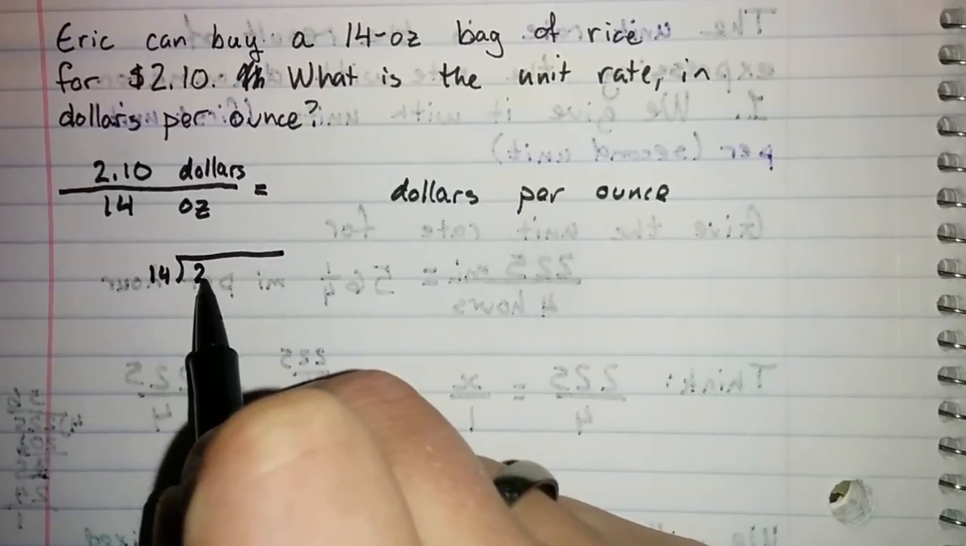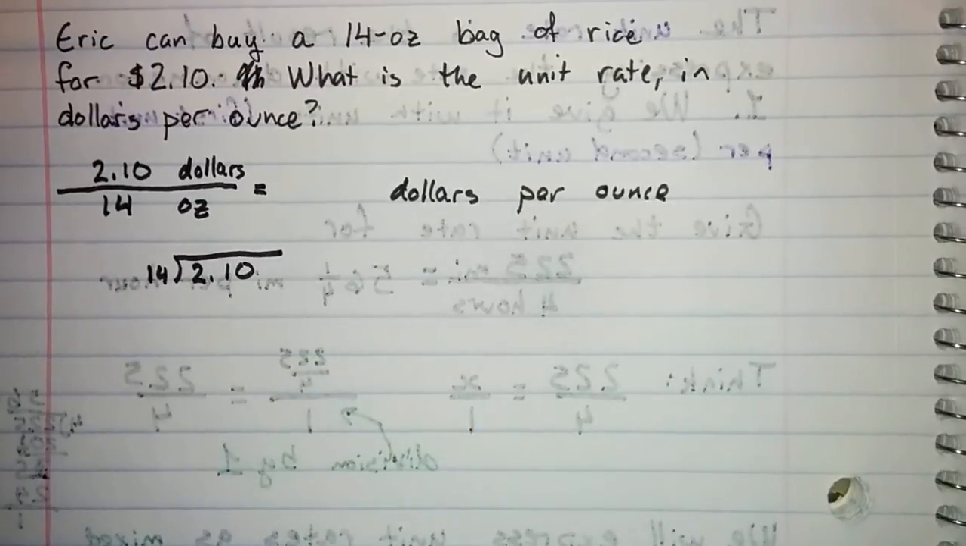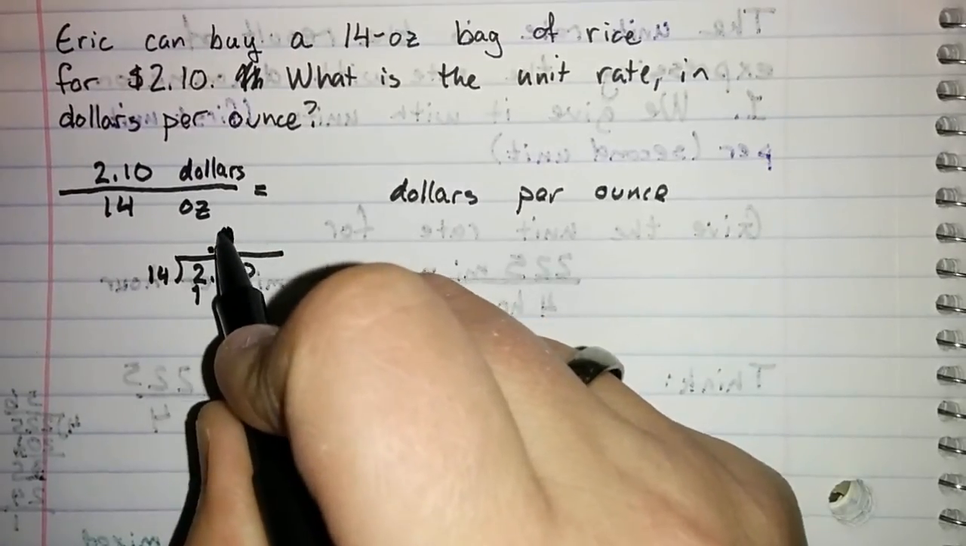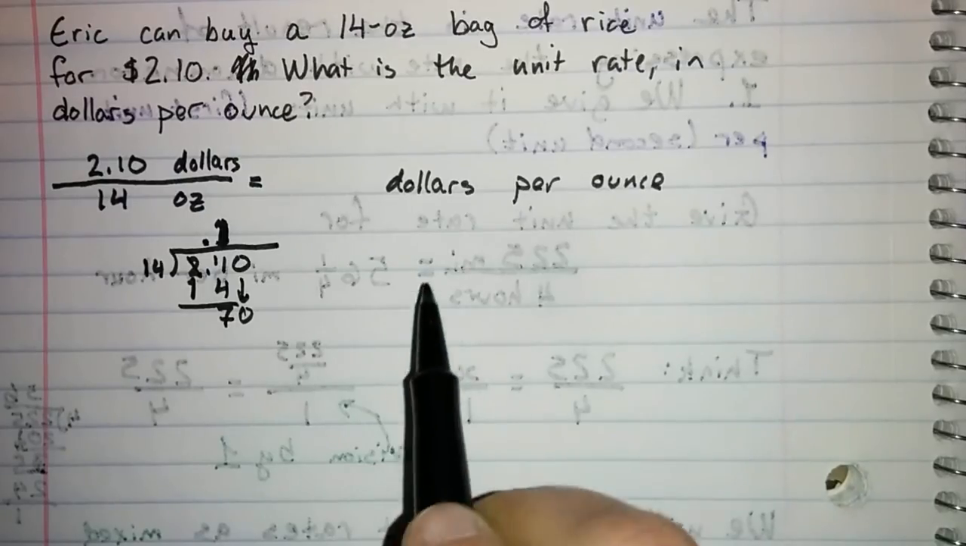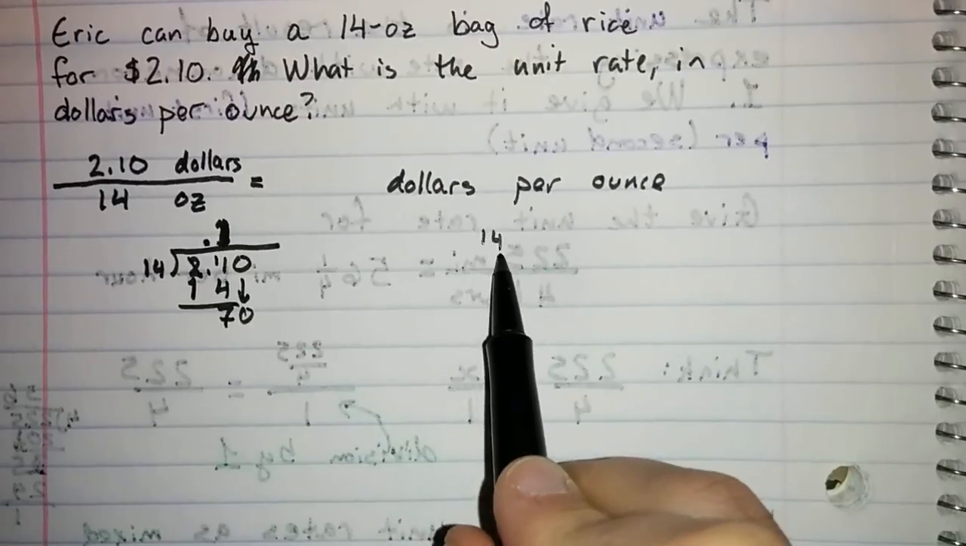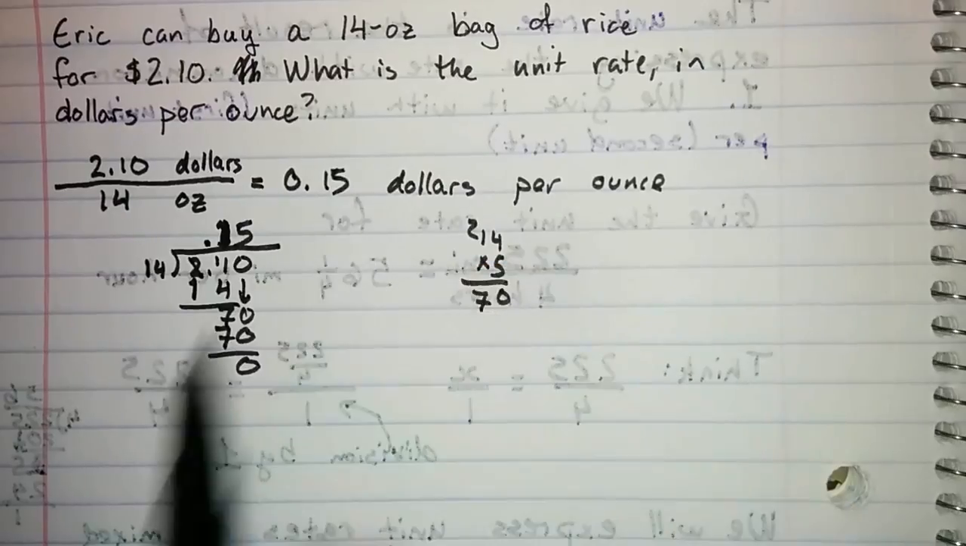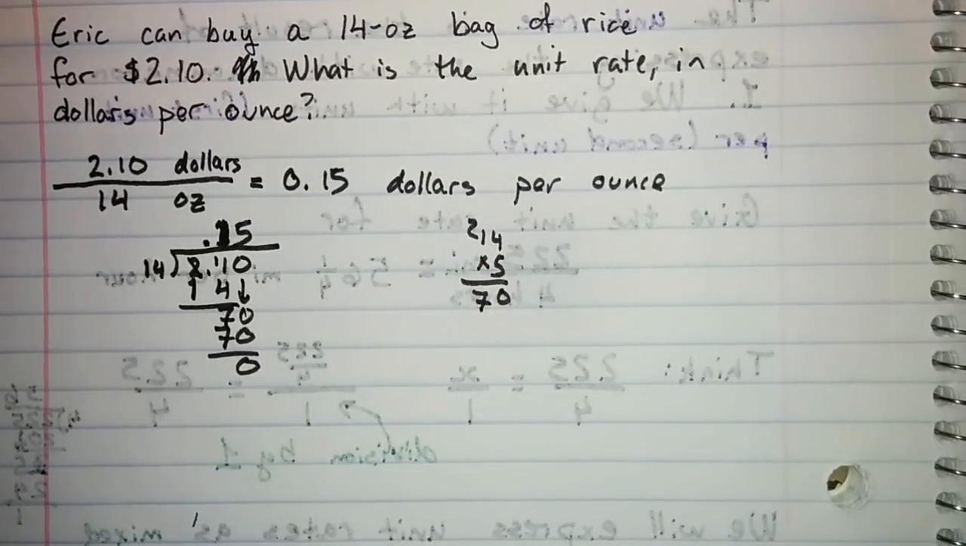14 into 2.10, into 21 once, into 70, I think 5 times. So $0.15 per ounce will be our unit rate.